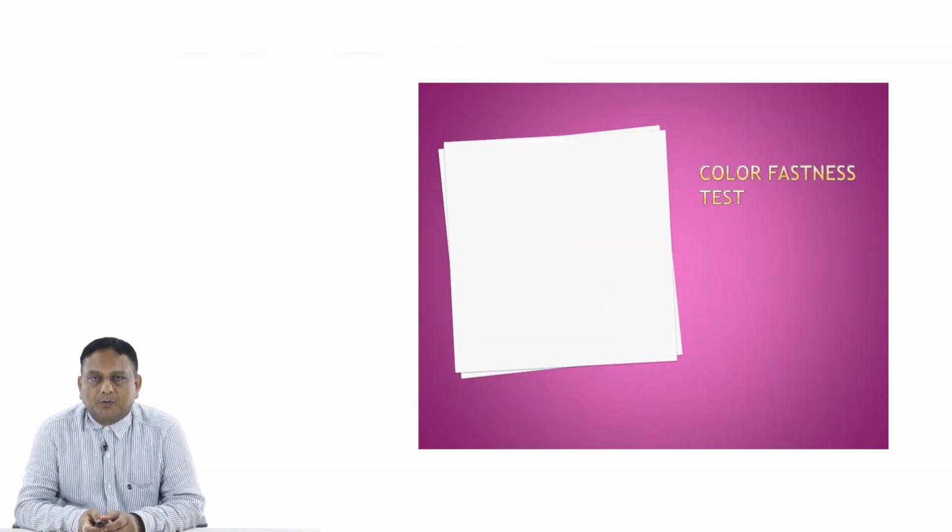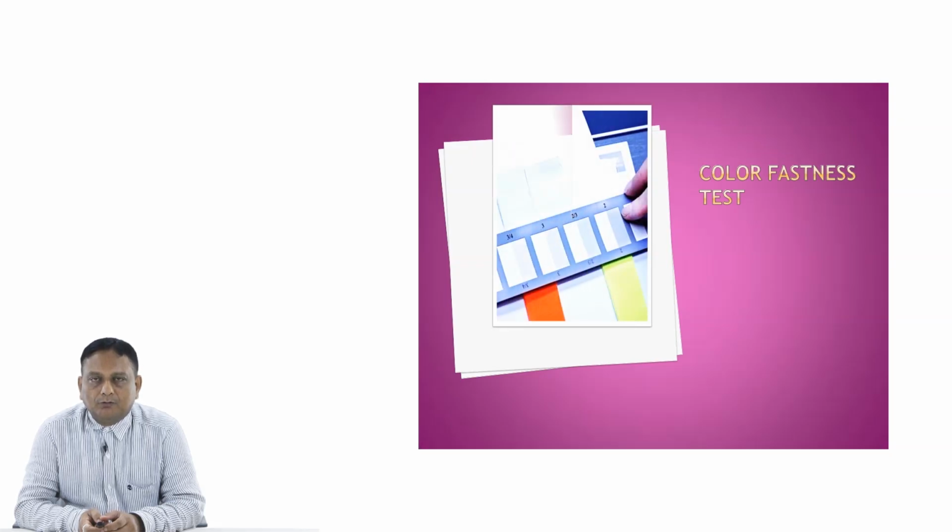Then comes the important part of garment performance, the colorfastness test. Now what do we mean by colorfastness test? In one of the figures shown here, a scale has been shown, that is called the gray scale, by which the colorfastness evaluation is done.